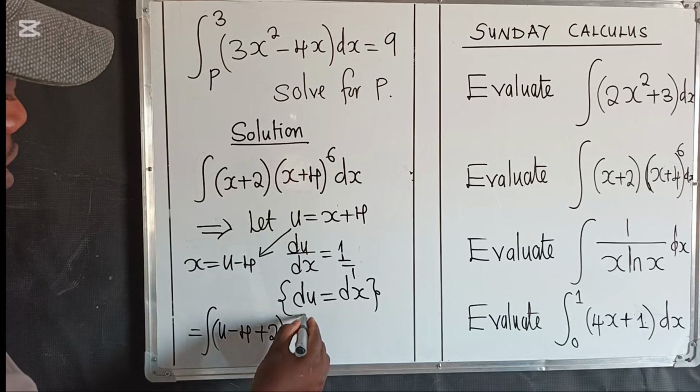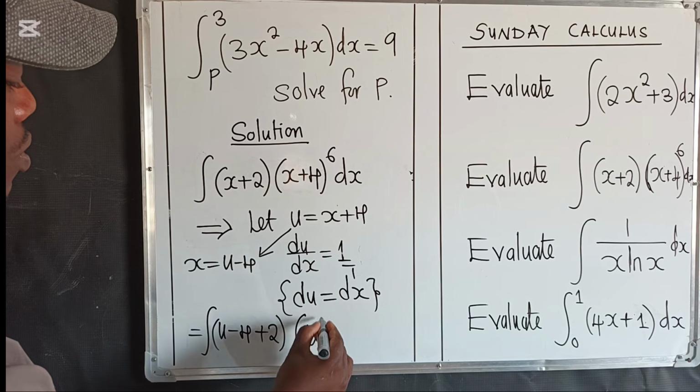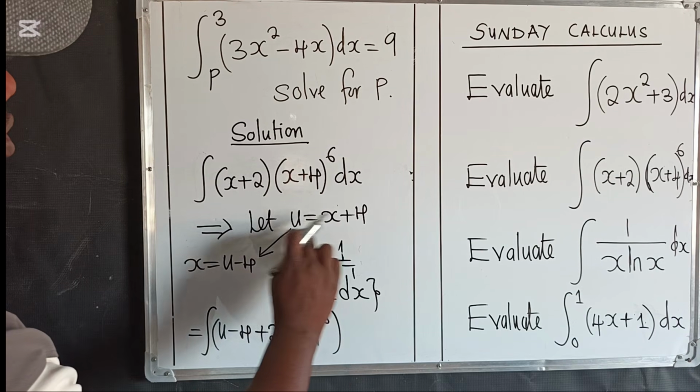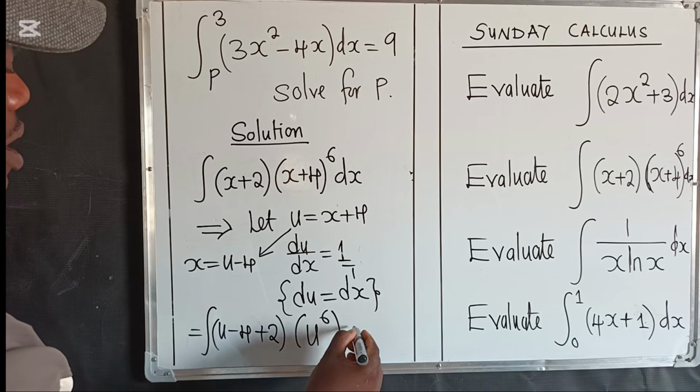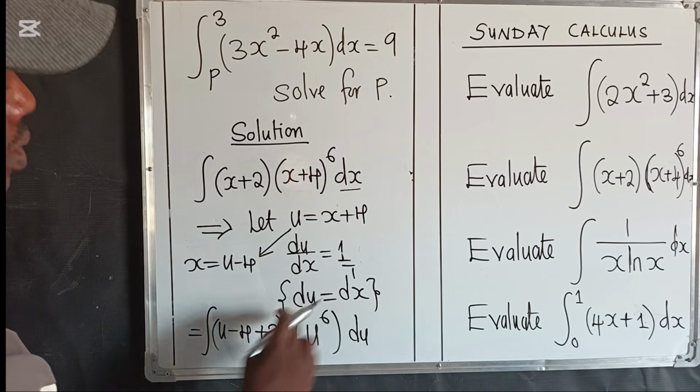This 2 which is here, and the bracket, all this thing we said is equal to u. So we're going to say u⁶. And where there is dx, this time around we write du, which is here.